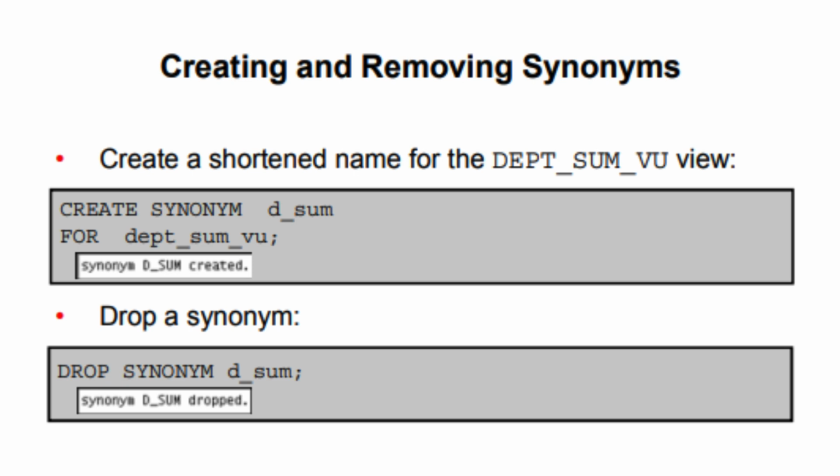Creating a synonym. The slide example creates a synonym for the department_sum_vu view for quicker reference. The database administrator can create a public synonym that is accessible to all users. Removing a synonym. To remove a synonym, use the drop synonym statement. Only the database administrator can drop a public synonym.